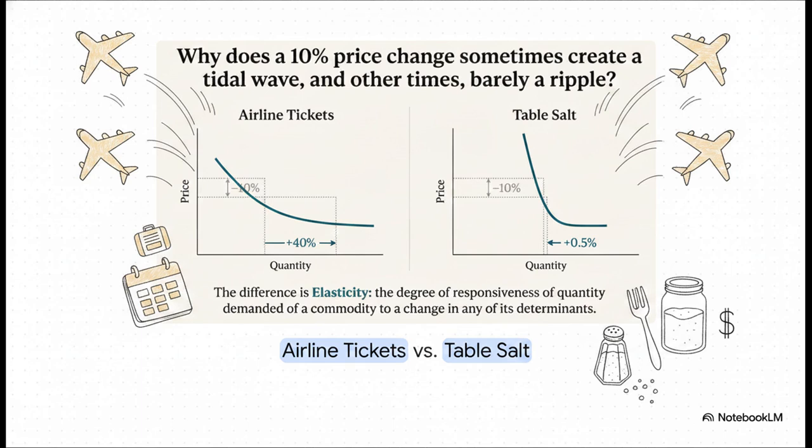Take a look at the classic contrast between airline tickets and table salt. A slight 10% discount in airfare causes a massive 40% surge in sales. Suddenly, everyone's planning a vacation, right? But cheaper salt? That doesn't make us buy more salt. It's an absolute necessity, sure, but you really only need so much of it. That stark difference in our reaction, that's exactly what economists call elasticity.